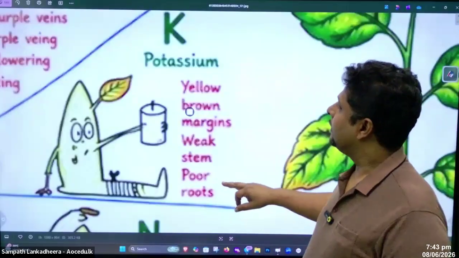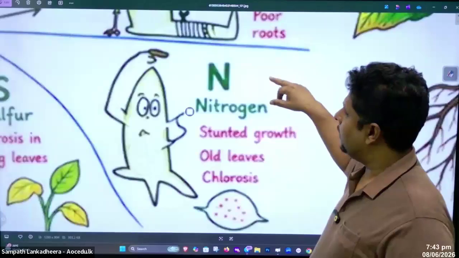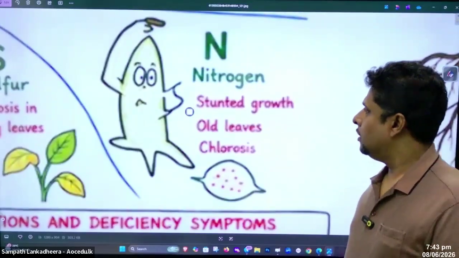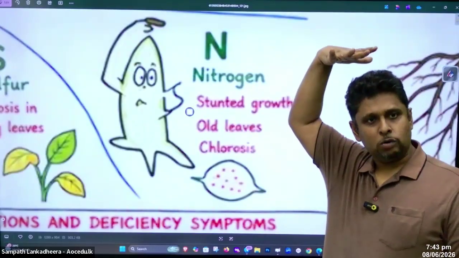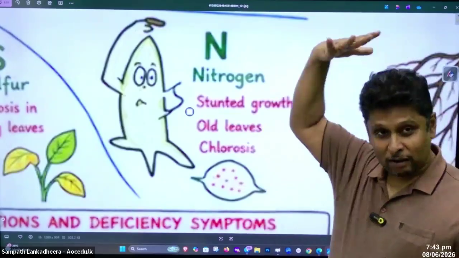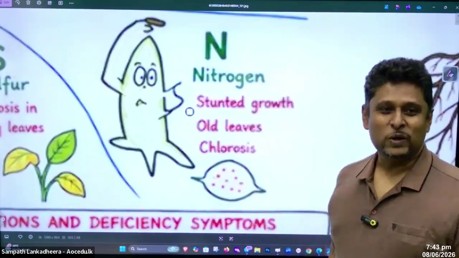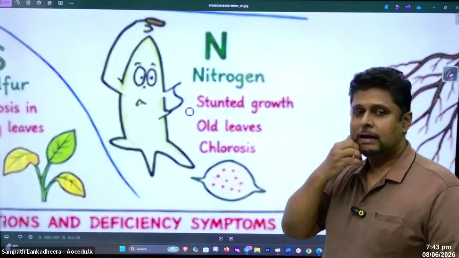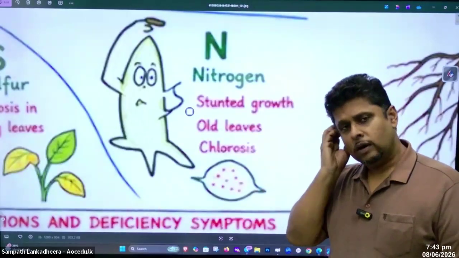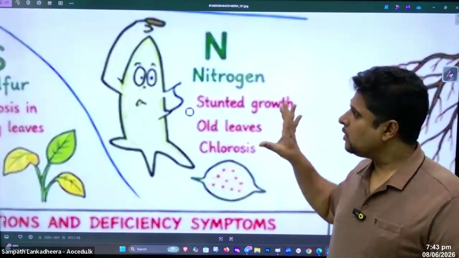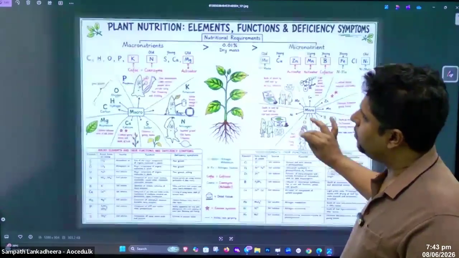And then, people, nitrogen results in stunting of the growth. Growth is going to stunt, right? So the plant, check whether it is not growing. Growth is stunted. And then old leaves undergo chlorosis. That's like a special point. We learned that old leaves show chlorosis. We learned something important here, people.